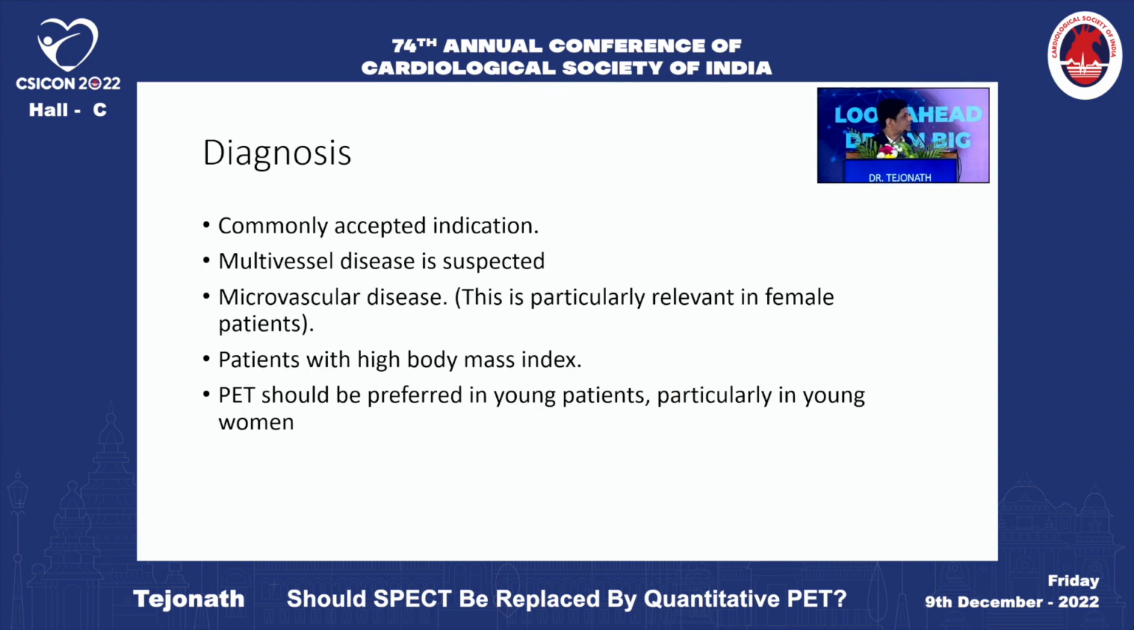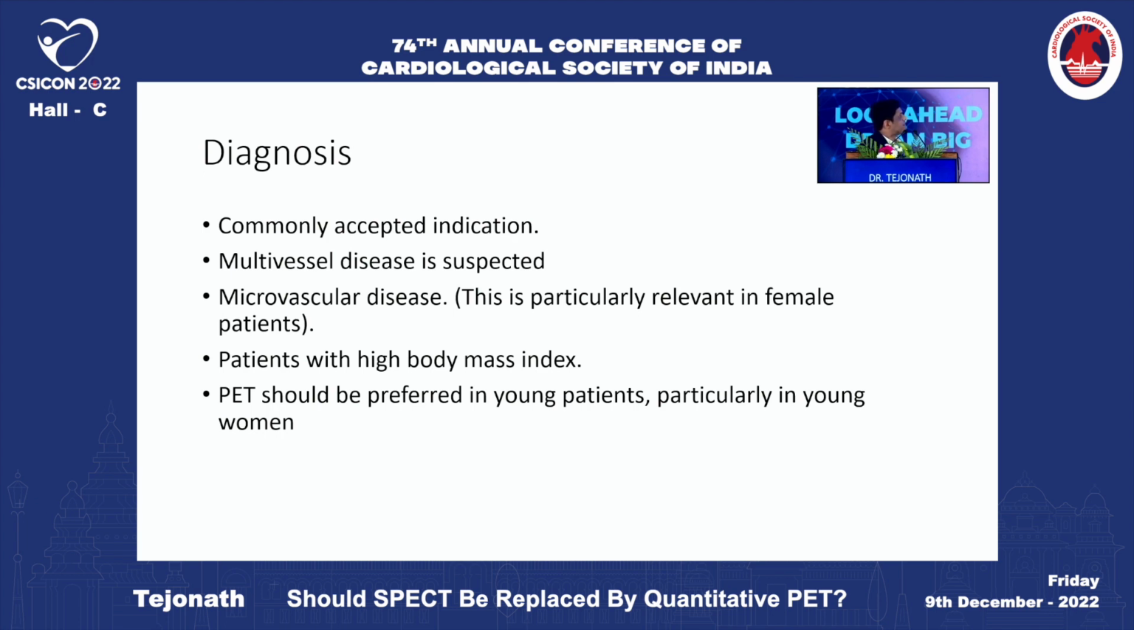Most commonly, these perfusion traces are used for diagnosis. It's a commonly accepted indication, especially in the setting of multivessel disease where SPECT can show balanced ischemia, and in microvascular disease where the perfusion imaging could be normal, whereas the myocardial blood flow and flow reserves can be reduced. Also in patients with a very high body mass index, because this can cause attenuation artifacts, especially at the diaphragm and the anterior wall.